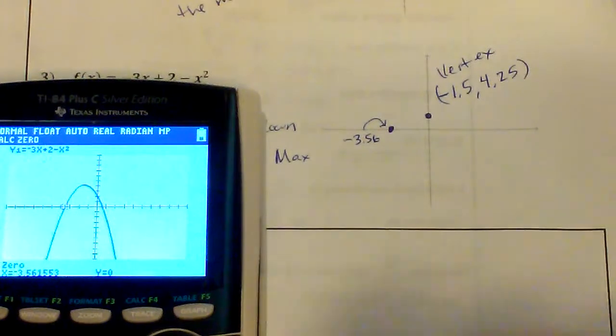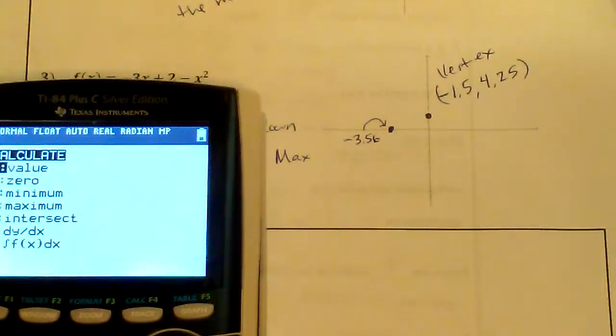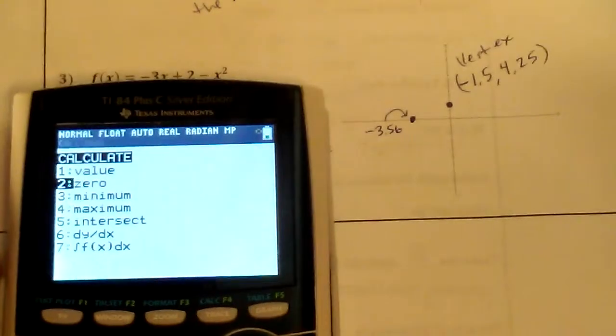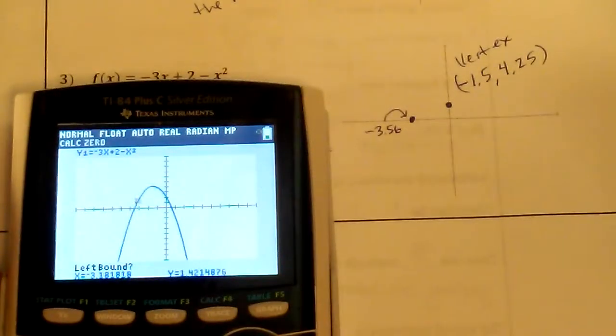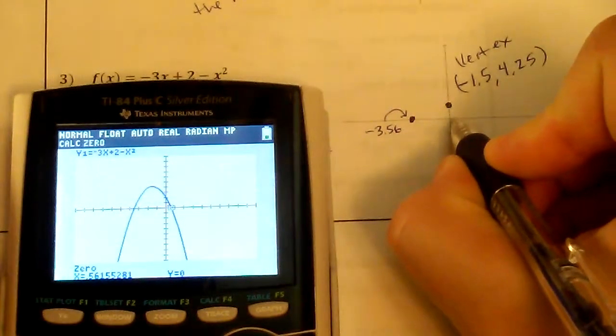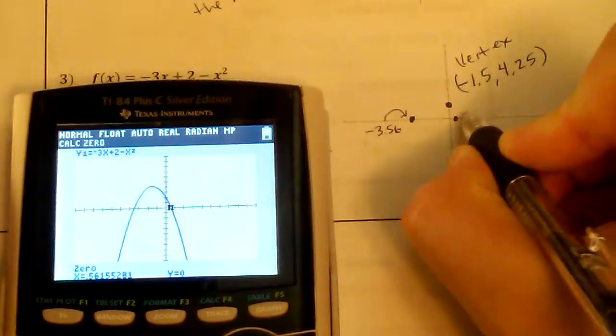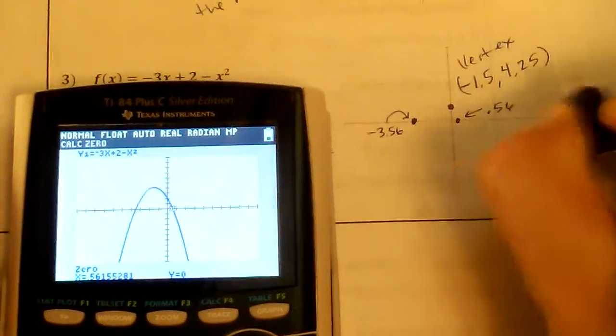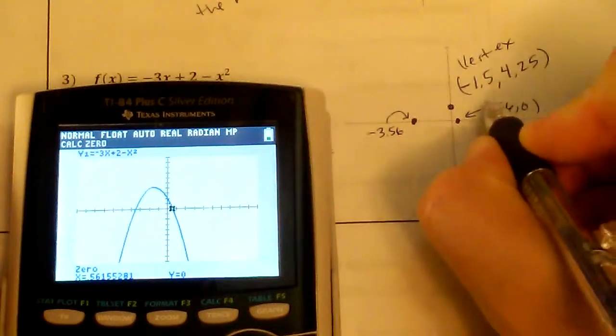That'll work. And let's go ahead and look at the other one. Back to calculate. Calculate is 0 again, but this time it's going to be the one on the right. So I need a left boundary. That'll work. And now let's pick a spot past the intercept. There it is. And then back in and take a guess. All right. There it is. 0.56. So right about here. I guess I can write it as a pair.